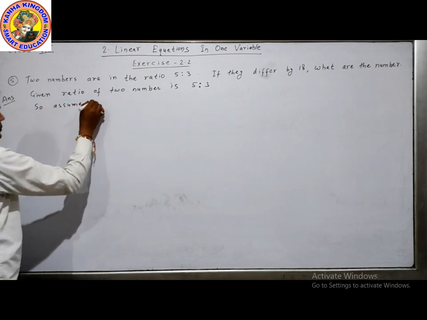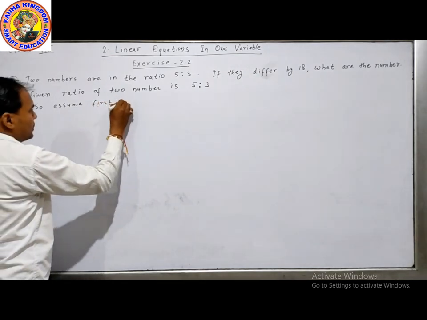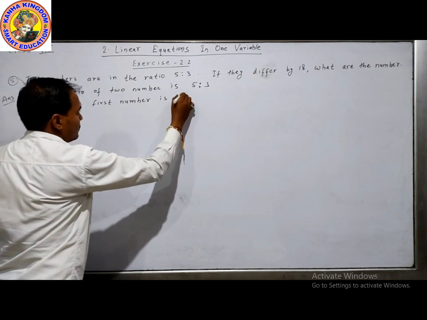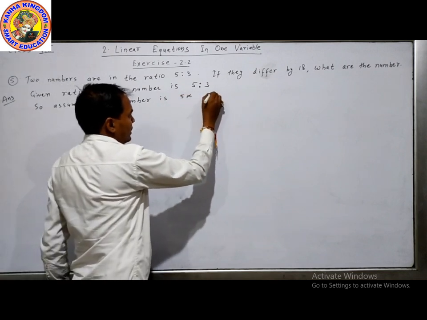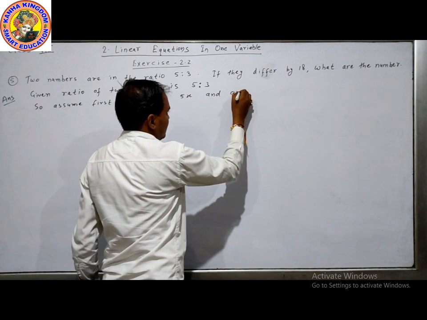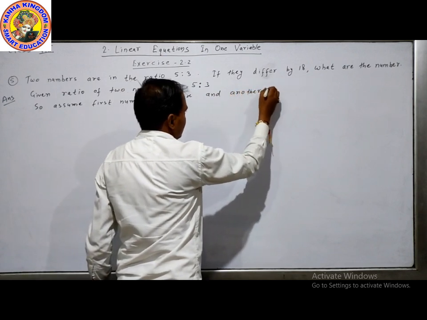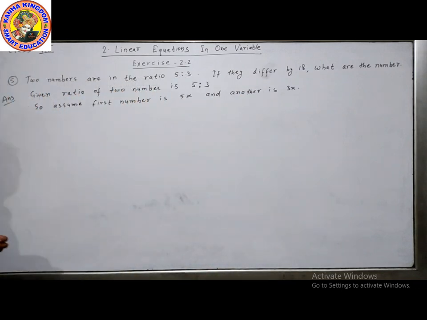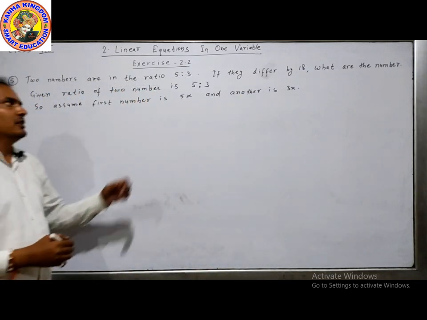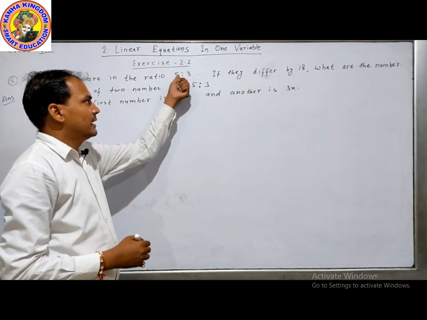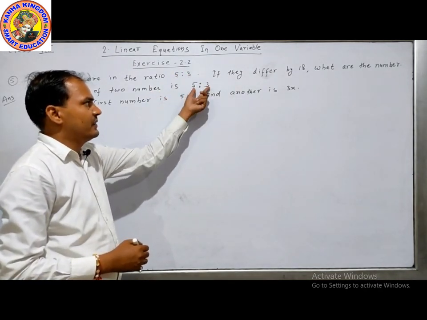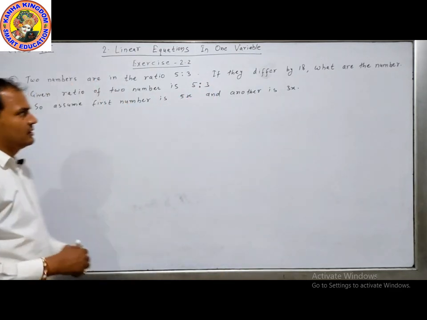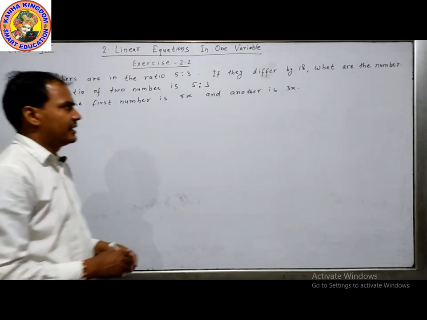So assume the first number is 5x and another is 3x. In this type of question, when the question is given in ratio, we use a multiplier x. 5 ratio 3, then the first number is 5x, the second number is 3x. So the first line will be attended.